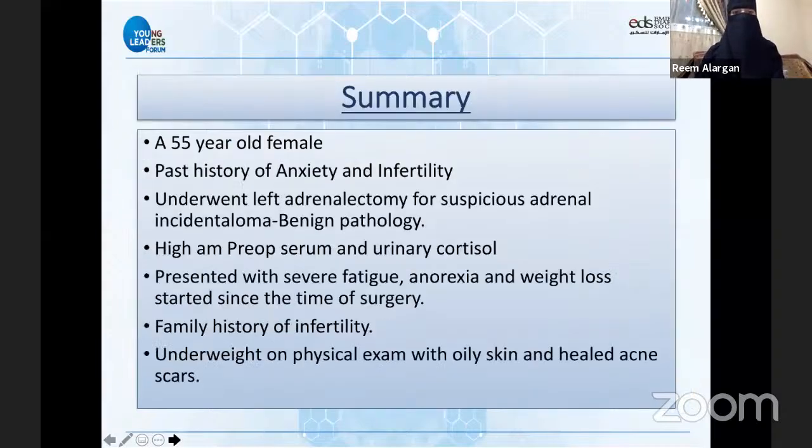So in summary, she's a 55-year-old female. She had past history of anxiety and infertility. She underwent left adrenalectomy for suspicious adrenal incidentaloma, which came to be benign pathology. She had high AM pre-op serum and urinary cortisol. She presented with severe fatigue and anorexia. Weight loss started since the time of surgery. She had positive family history of infertility. She was underweight on physical exam with oily skin and healed acne scars.